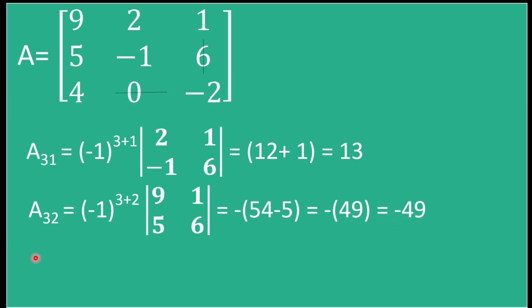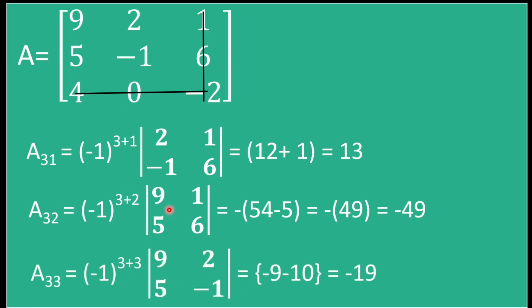And finally, we will determine A33. So for A33, we will eliminate this row number 3 and column number 3, and we will write 9, 2 and 5 minus 1. Now we will multiply minus 1 with 9, so it will become minus 9, and then minus, and 5 times 2 equal to 10. So minus 9 minus 10 equal to minus 19. So this is the value of A33. Now we have determined all the cofactors of this matrix.